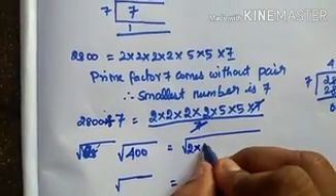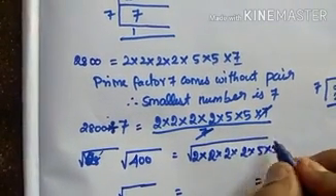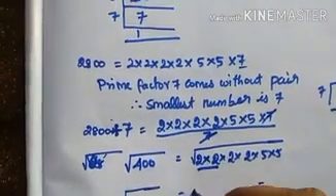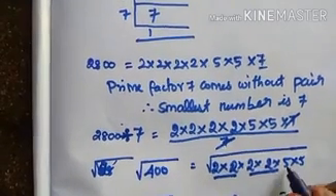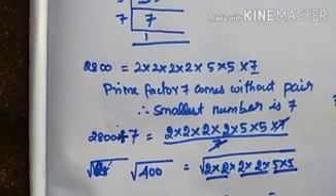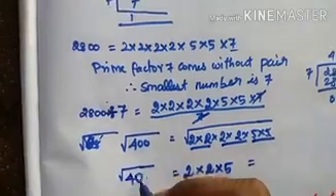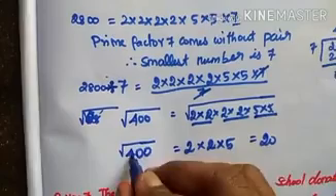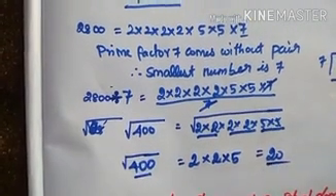So 2 into 2 into 2 into 2 into 5 into 5. Okay, out of this 2, in this pair you take 1. Out of this one you take 1. And 5 into 5, it is one pair, so we take only 5. Okay, so the square root of 400. 5 2s are 10, 10 2s are 20. So the square root of 400 is 20. The new number is 400 and the square root of 400 is 20.